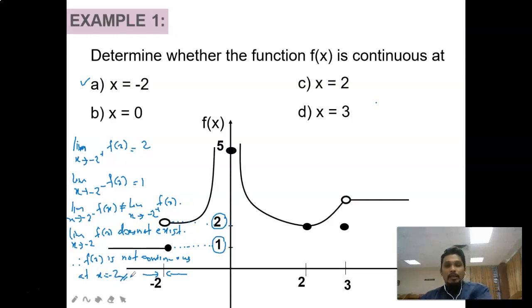Okay, we need to consider three things. The first thing is that f(a) must equal one value. The second thing is that the limit as x approaches a must exist. For x equal to -2, the limit does not exist because the one-sided limits are not equal. So the first condition fails: the limit of f(x) as x approaches -2 does not exist. So it is clear that f(x) is not continuous at x equal to -2.